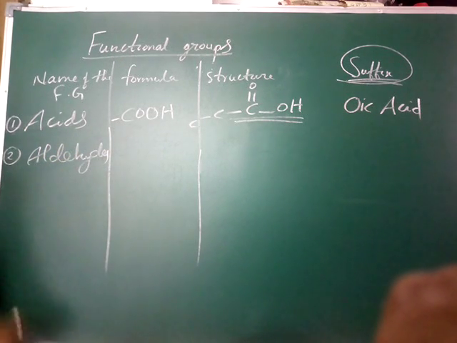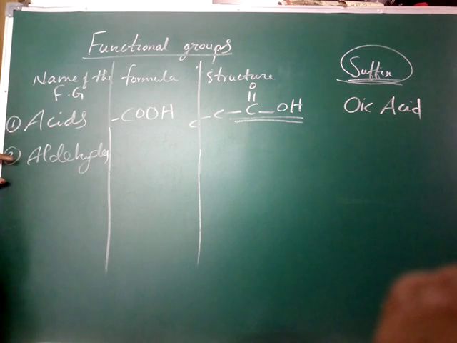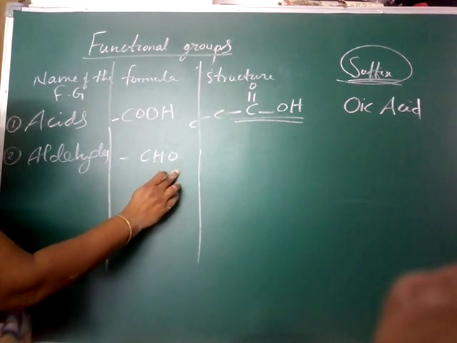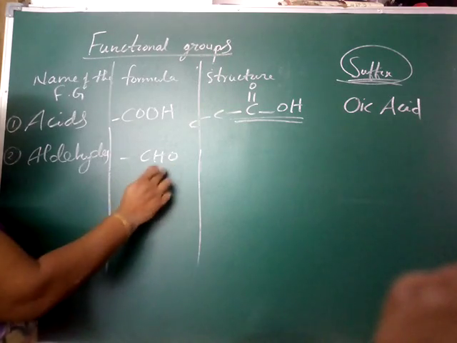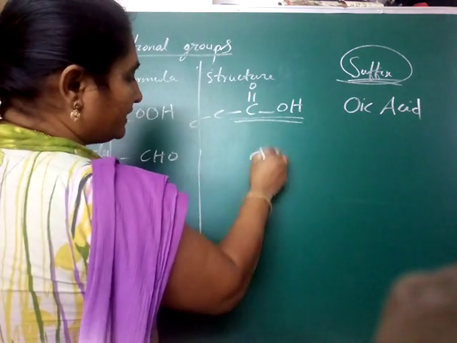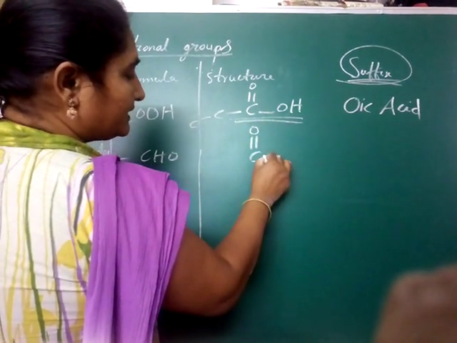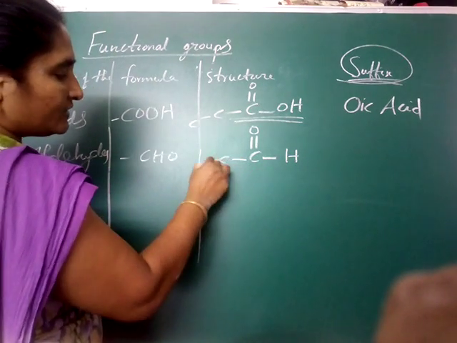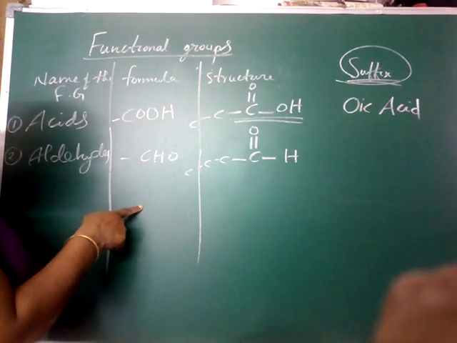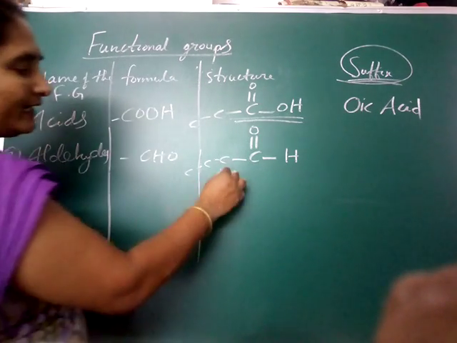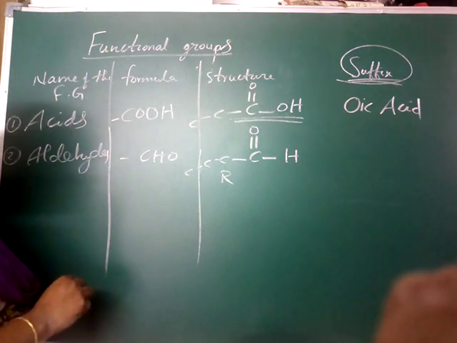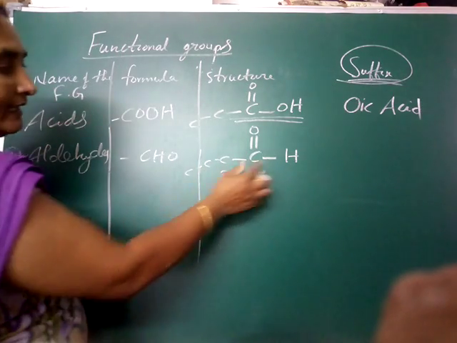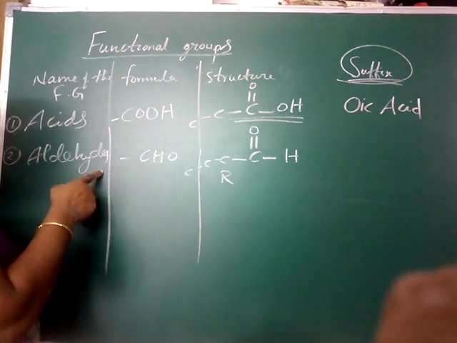Aldehydes. You have to give importance to aldehydes after acids. That is CHO. Don't confuse here. What is the structure of this one? One side is a double bond O, another side is a hydrogen, and the remaining is the carbon chain, that means the alkyl group. The alkyl group is denoted with R. This is about the aldehydes.